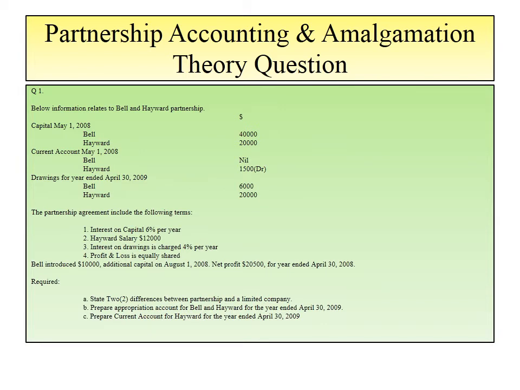The partnership agreement includes the following terms. Interest on capital is 6% per year. Hayward has a salary of $12,000. Interest on drawings is charged at 4% per year, and profit and loss is shared equally. Bell introduced $10,000 additional capital on August 1, 2008. Net profit is 20,500 for the year ended April 30, 2009.